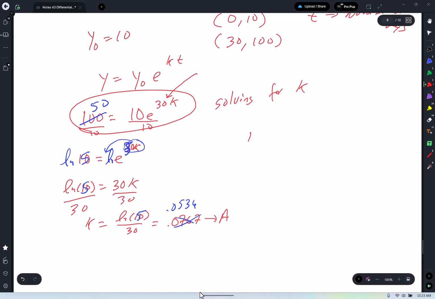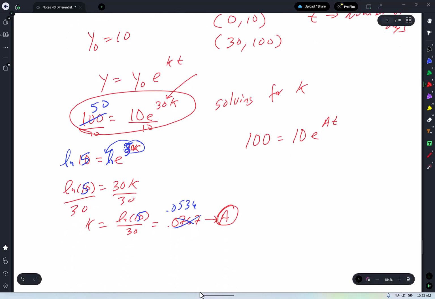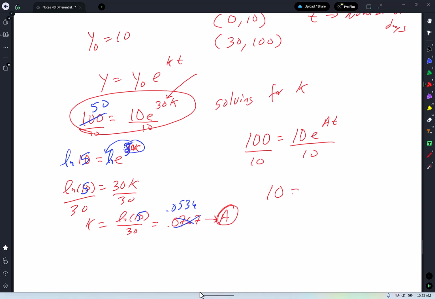So now here we go. Now I'm going to turn it to 100, and we're going to solve for time. So I'm going to go 100 equals 10e, and I have it stored as A, the k value. So I'm going to write at, and I'm solving for time. The A is k, right? I found my k. The question is, how long does it take for me to reach a population of 100? So here it is. Divide by 10. So now this is 10. 10 equals e to the at.